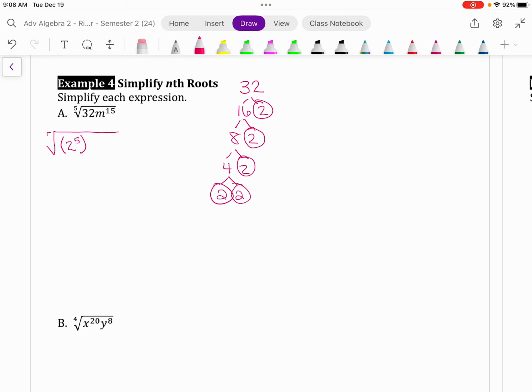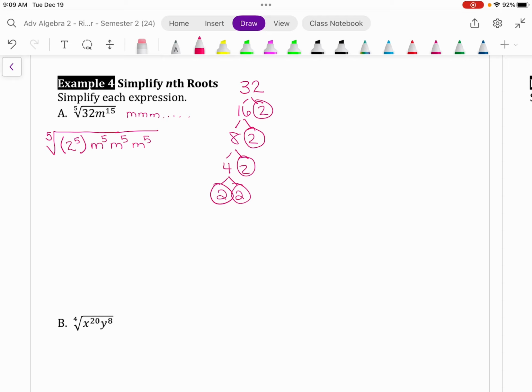I want to put them in groups of 5. In this case, it just so happens that that's using all of them. Next, how could I put m to the 15th? So remember, m to the 15th is m times m times m, 15 of them, right? How many groups of 5 could I make? Well, I would have m to the 5th, m to the 5th, and m to the 5th to get 15, right? 5, 5, and 5.